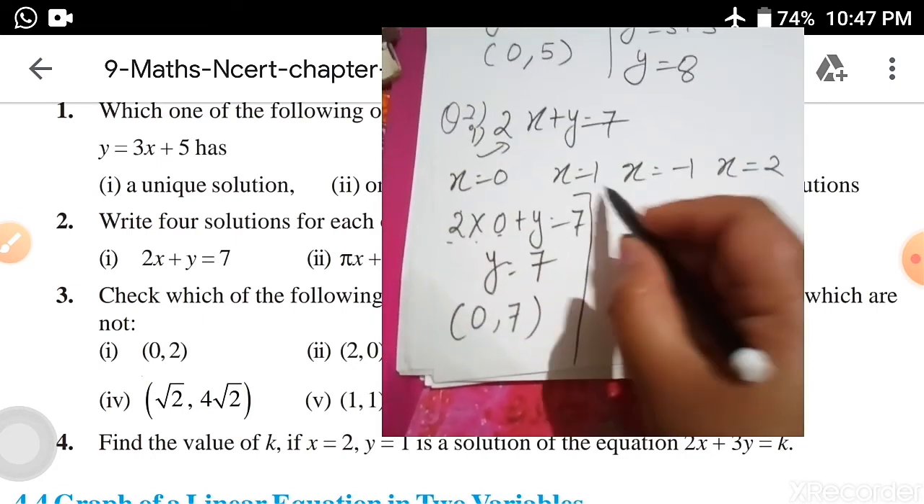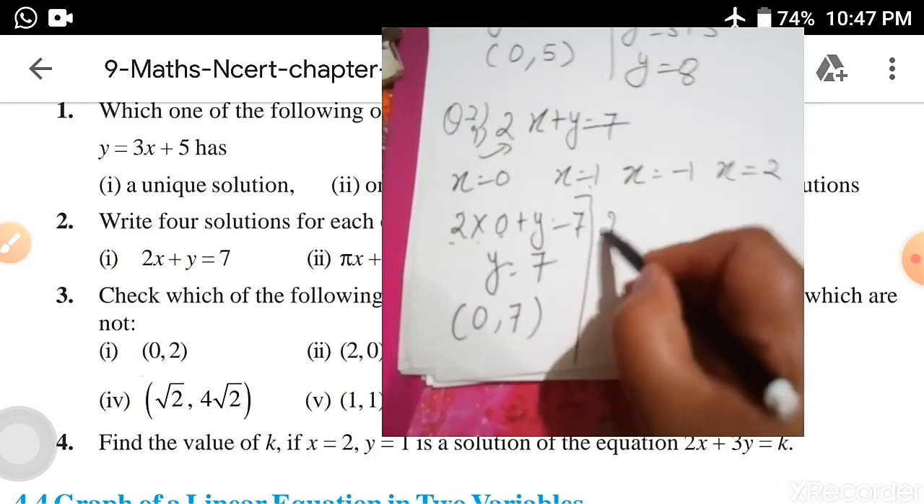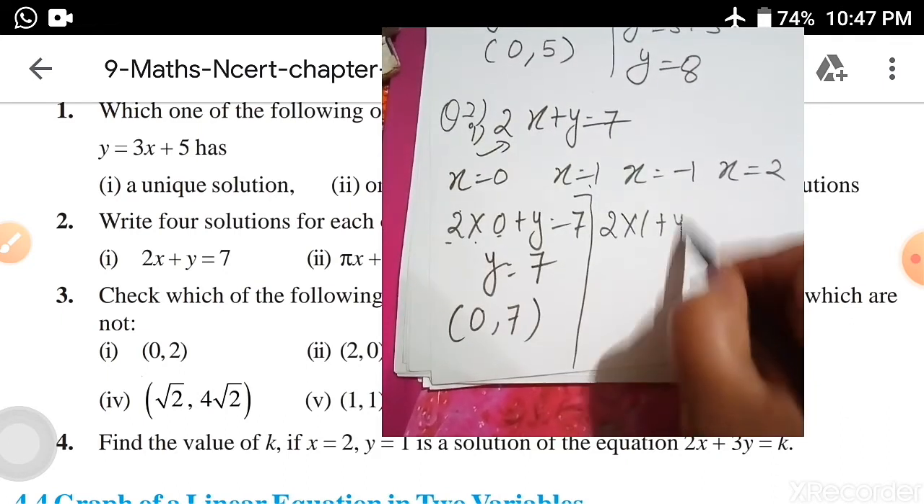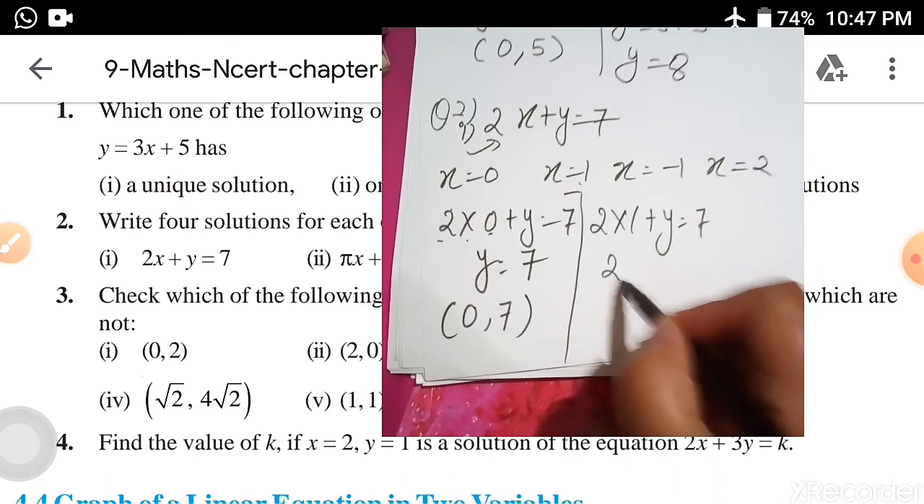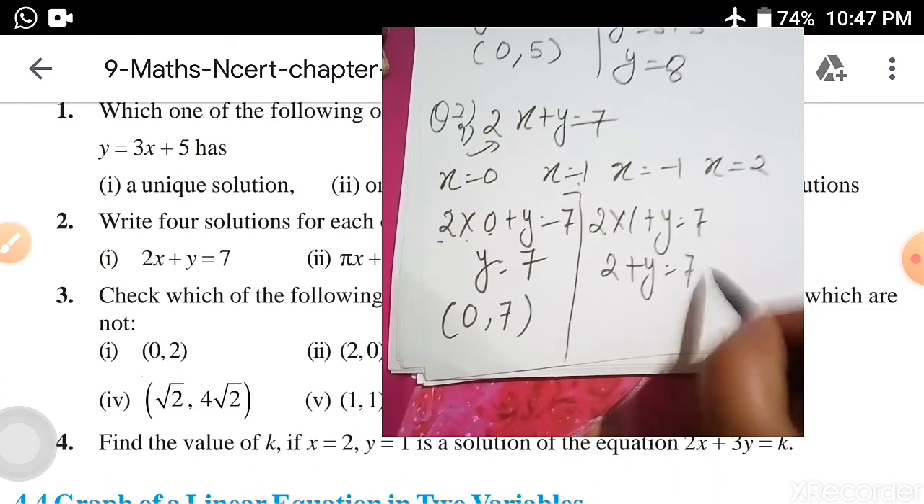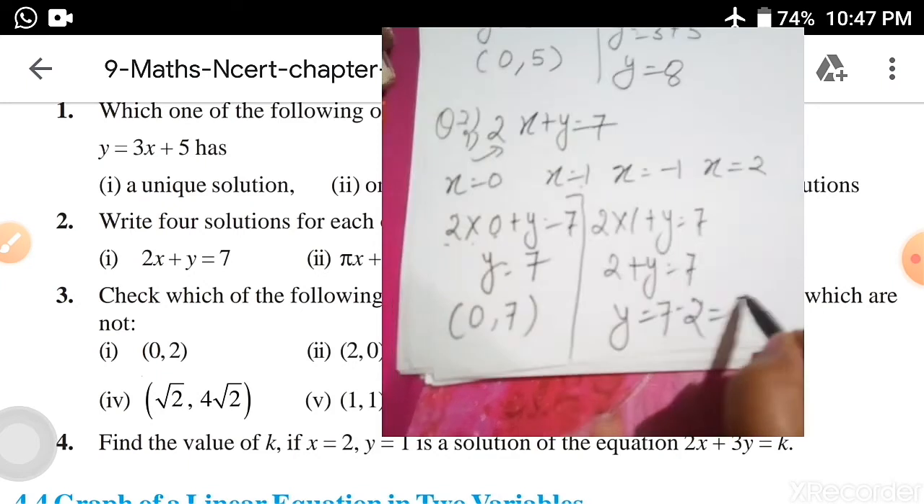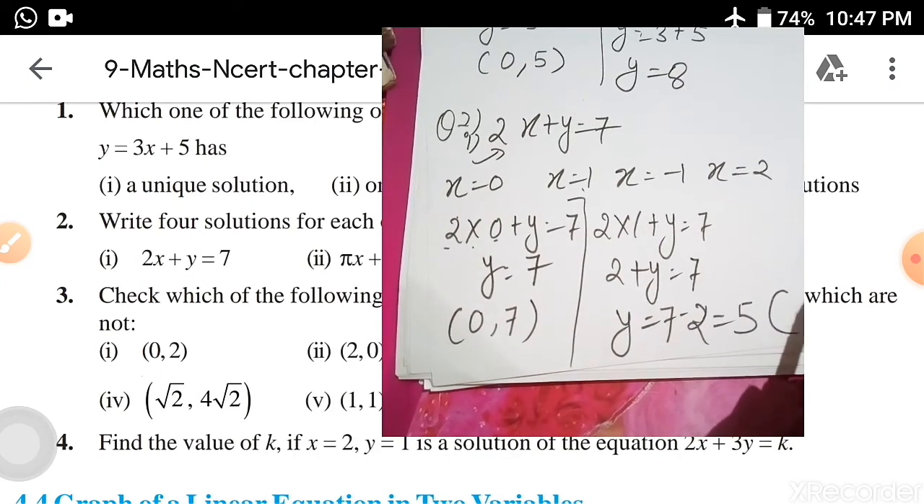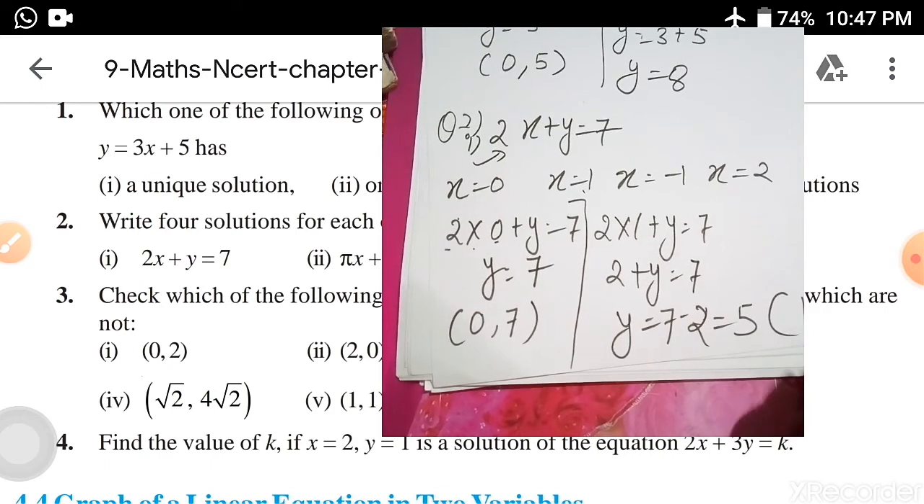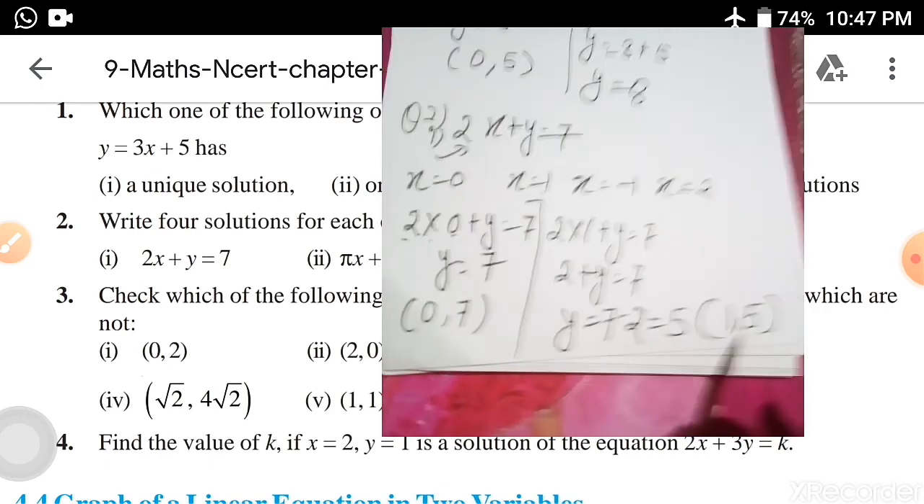Similarly, when we put x equal to 1, then 2 into 1 plus y is equal to 7. Then 2 plus y is equal to 7, then y is equal to 7 minus 2, that means the value is 5. That means if you put x equal to 1, you get y equal to 5.